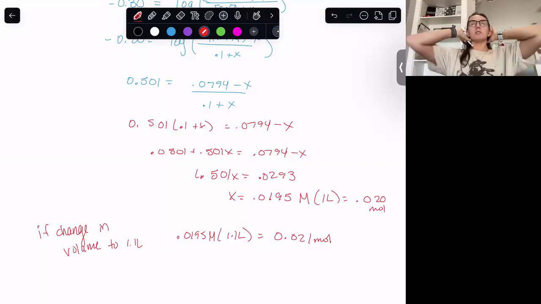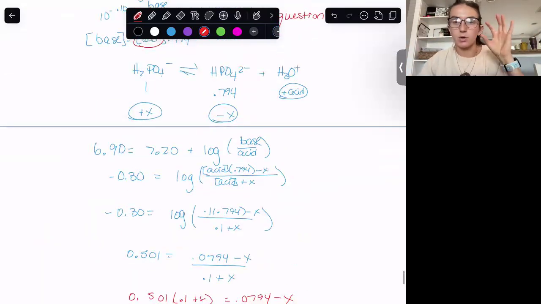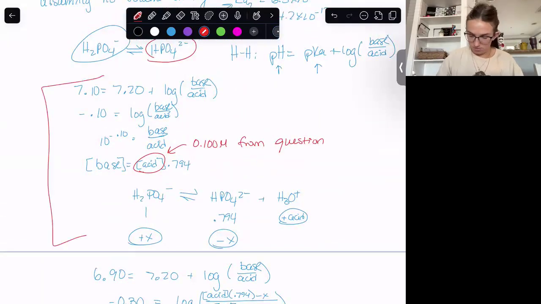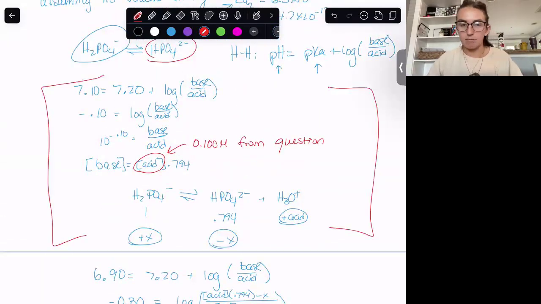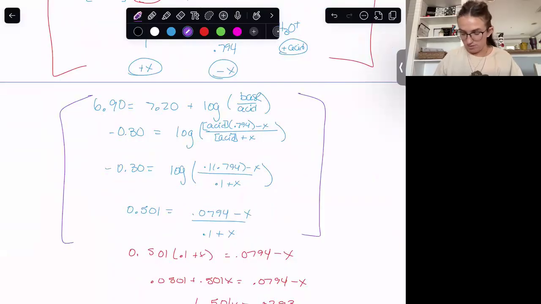Yes, yep. So you would start off with something that was 1 liter. So your original pH calculation, right? This chunk here would stay the same. But when you get down to this portion here, all of that should probably be in moles first. But I wouldn't worry too much about that.